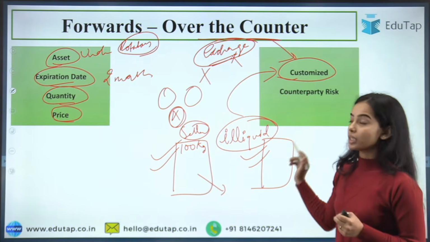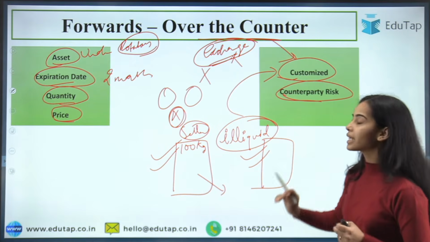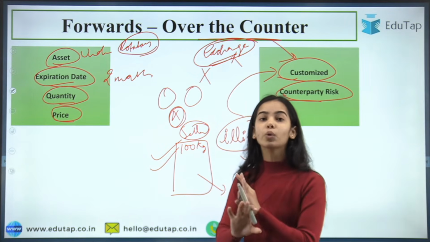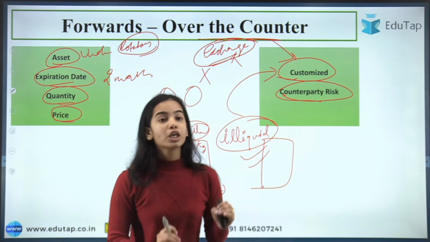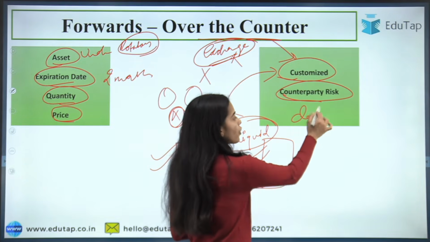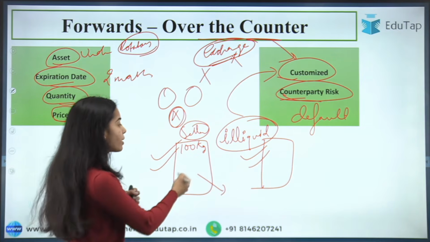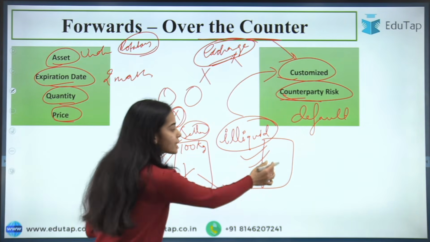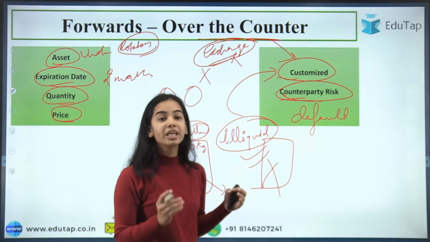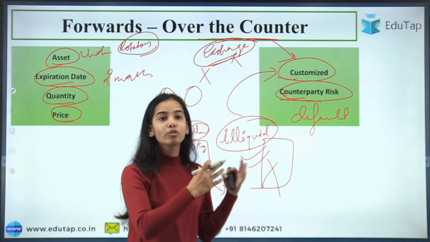There is a counterparty risk because there is no intermediary, no authority, no apex body involved. So there is a risk of default, that the other party might default. The seller might say, I don't want to sell. The buyer might say, I don't want to buy. And they will have to go to the court to fulfill the contract.